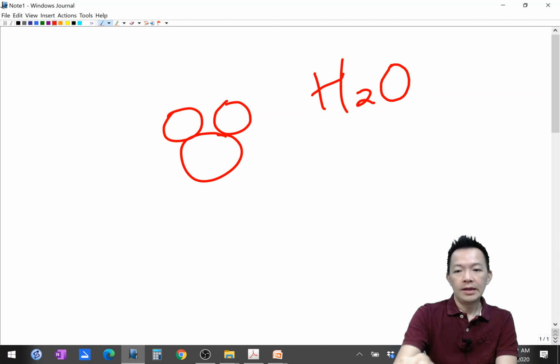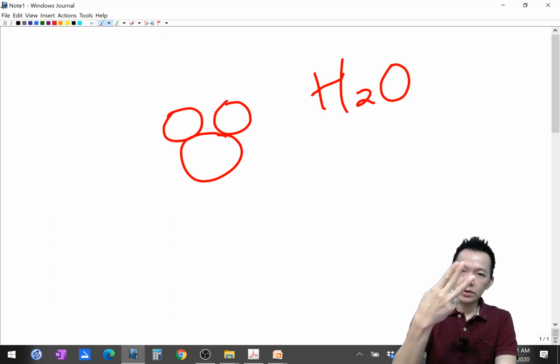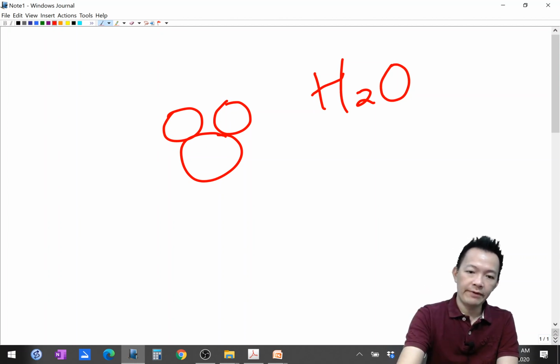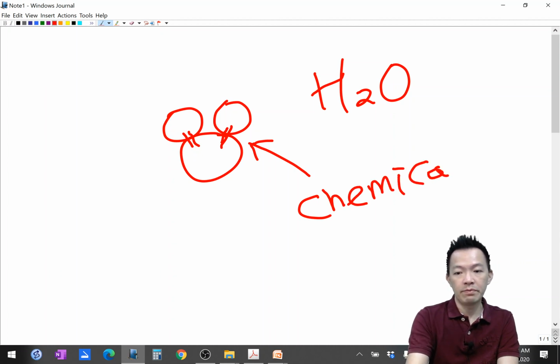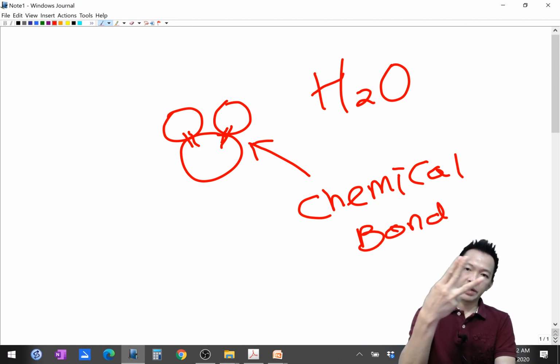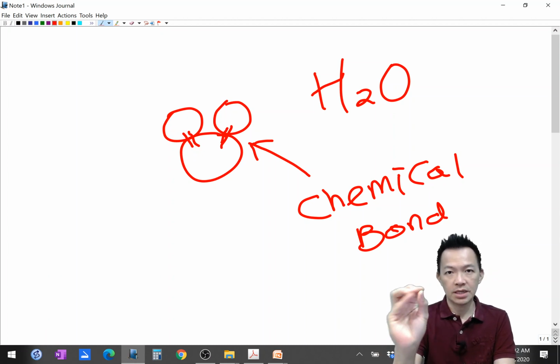H2O. So to separate the water into hydrogen and oxygen actually is quite difficult. Why? Because the chemical bond between the atom, the elements actually is very strong. So this is what we call chemical bond. It's very strong. So to separate the water become hydrogen and oxygen actually is quite difficult. You need the special chemical method.